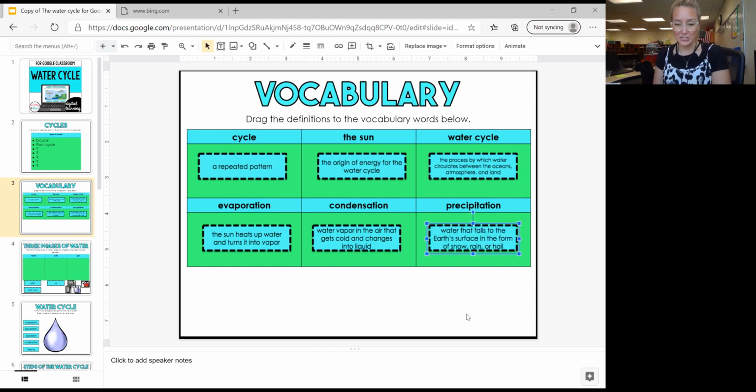And precipitation. We think of precipitation when we think of rain, snow, or hail. Anything that comes from the sky. After you complete this and put them into their correct categories, you are done for science today, and we will keep looking at water in our next lesson.